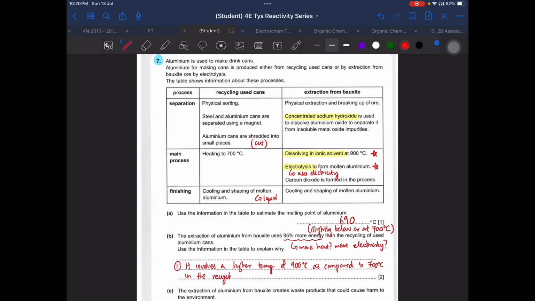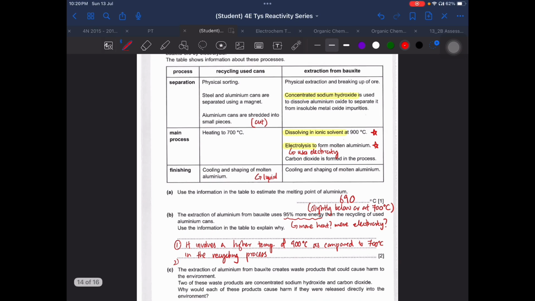So this itself will mean that more heat is required. Okay, so therefore more energy will be required. Secondly, the extraction of aluminum from bauxite involves a high amount of electricity for electrolysis, right? And this is actually not required for the recycling process itself. So this is a reason why the high amount of electricity will translate to more energy.